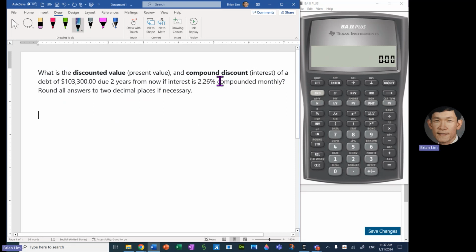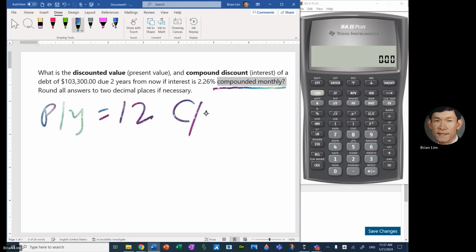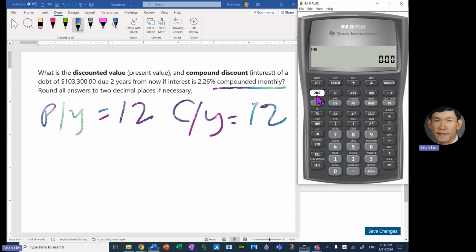All right, so compounded monthly would mean that PY is equal to 12 and CY is equal to 12. All right, so let's input that into the calculator.